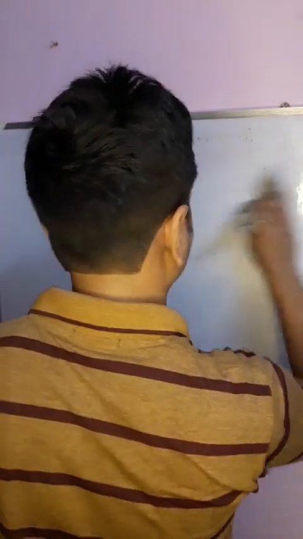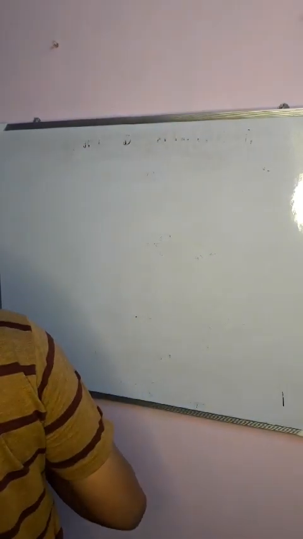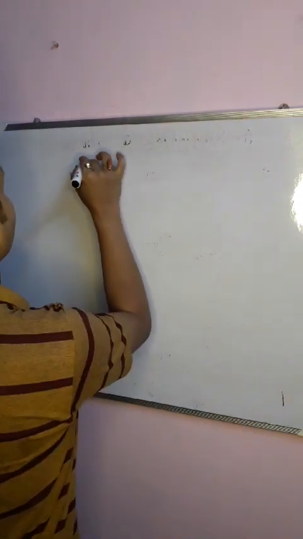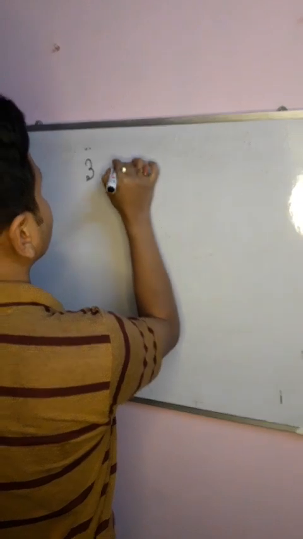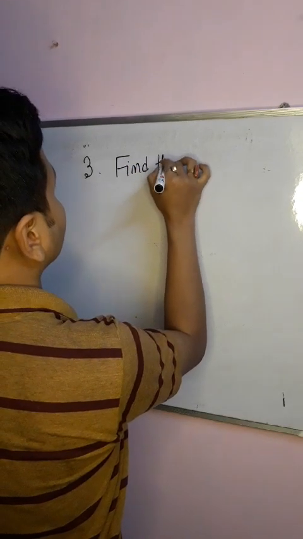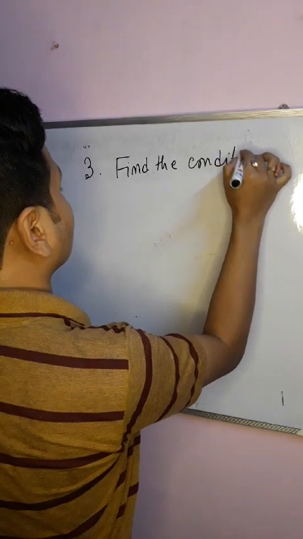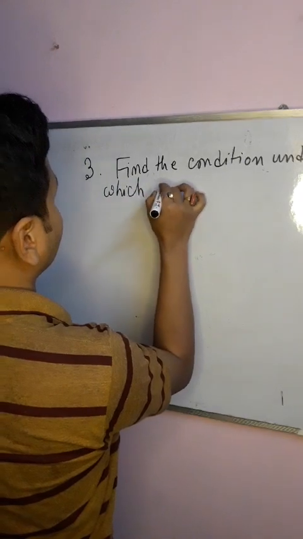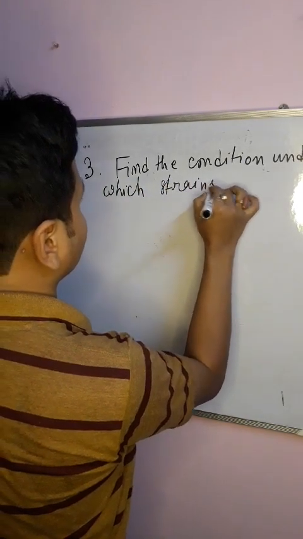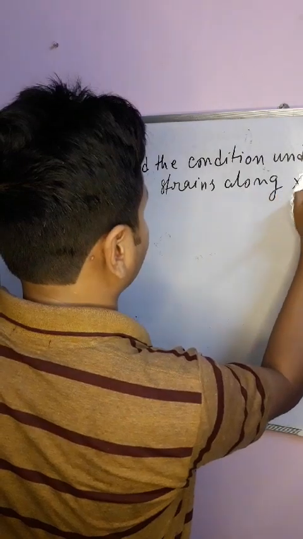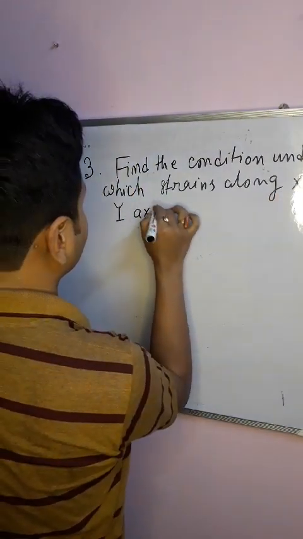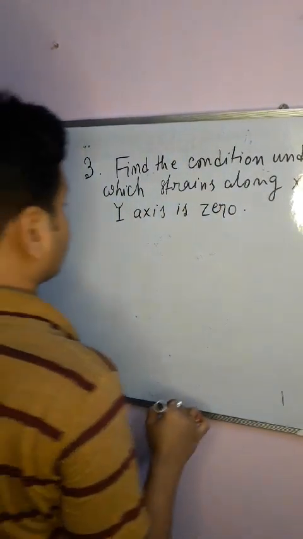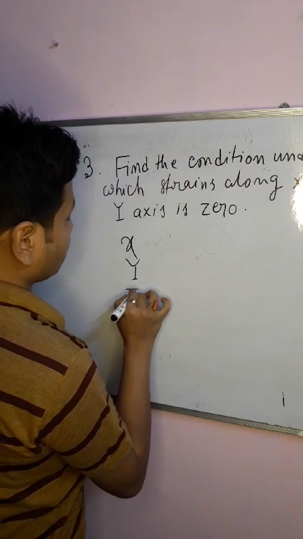Now another numerical. We have to find the condition under which the strains along the x and y axes are 0. This is the question. Fine. So this is x, this is y, this is z.